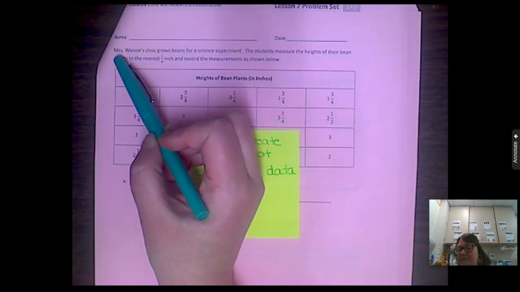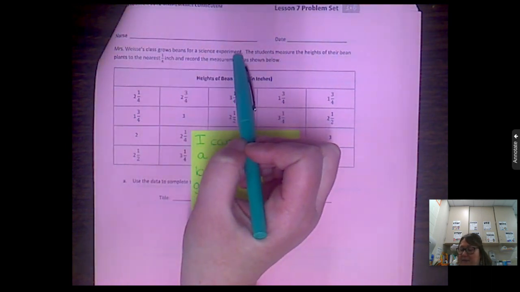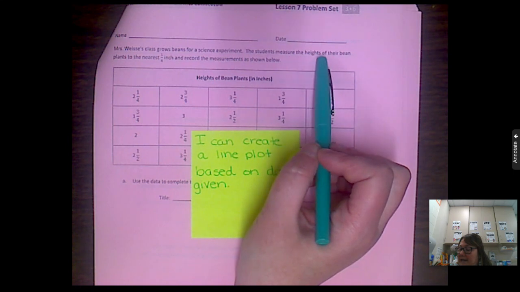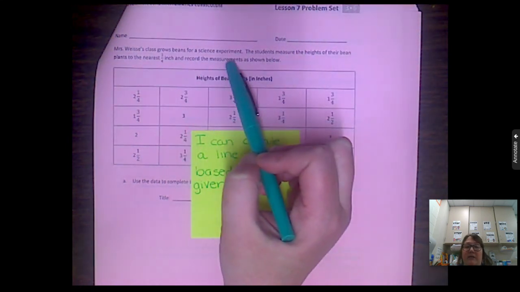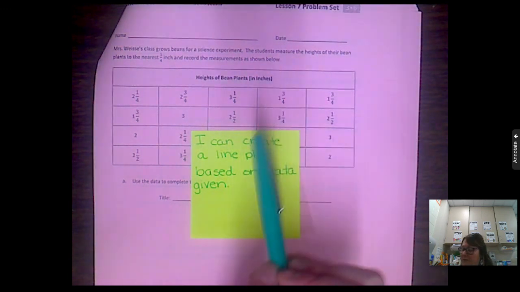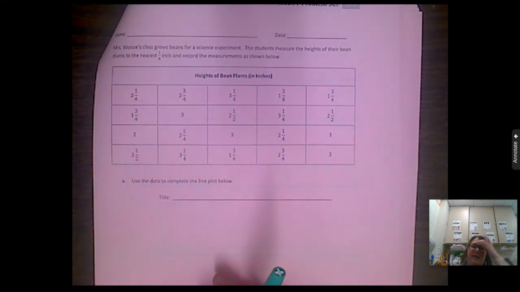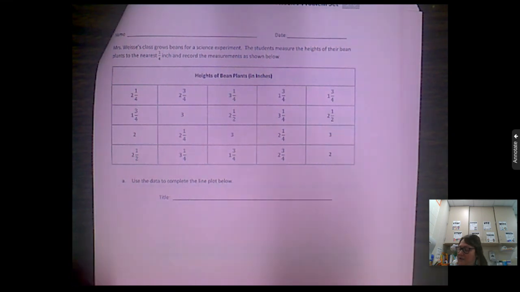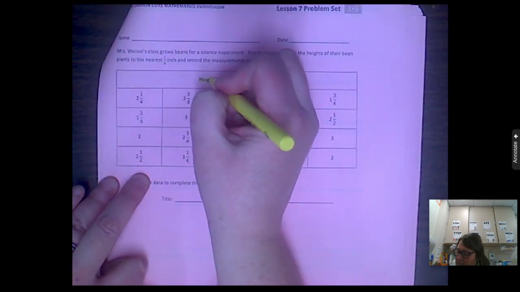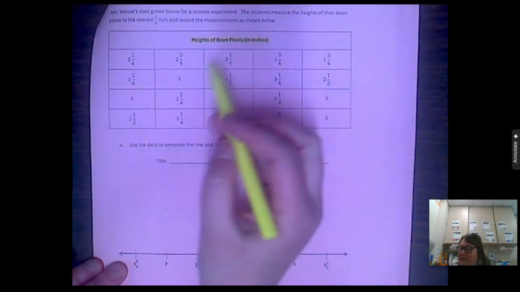Okay, here we go. Mrs. Weiss's class grows beans for a science experiment. The students measure the heights of their bean plants to the nearest 1/4 inch and record the measurements as shown below. So we have this chart here with all of our data that we're going to plot. And the title of this chart is Heights of Bean Plants in Inches. So let's go ahead and highlight that because that's important because that tells us what we're dealing with. So this chart is showing us the heights of bean plants.